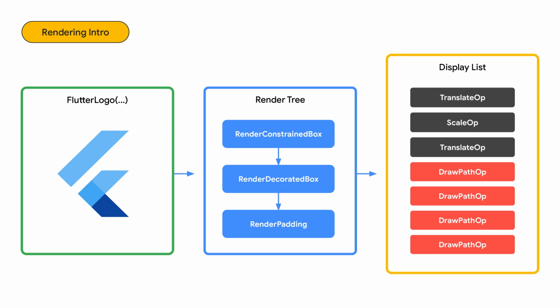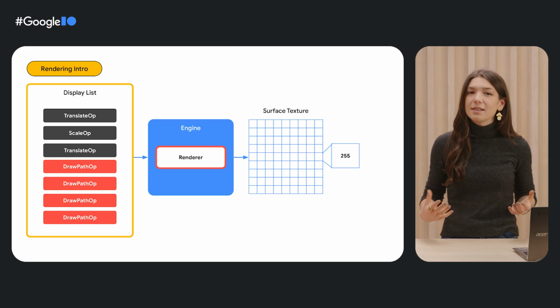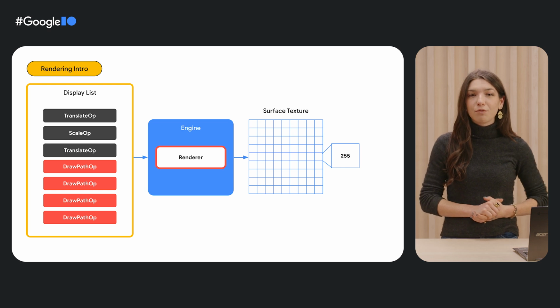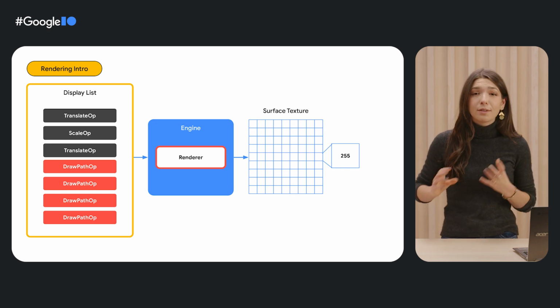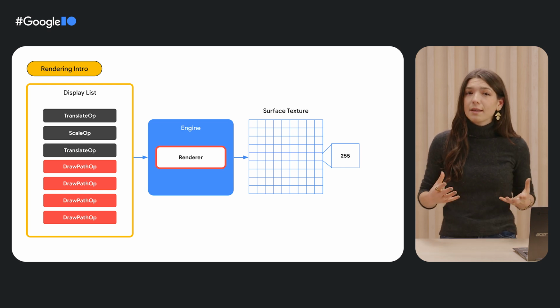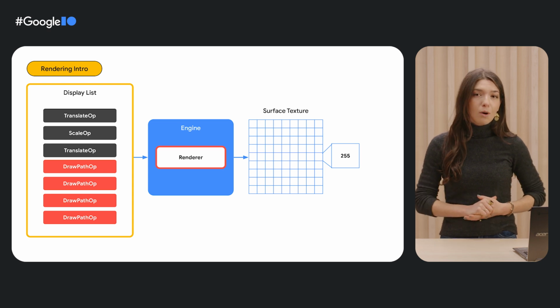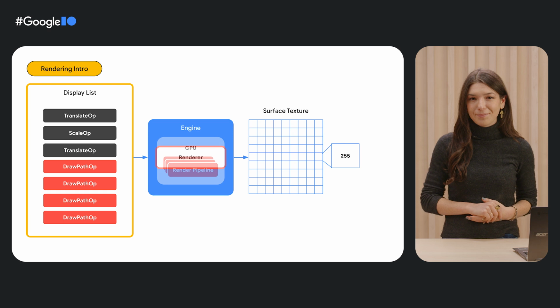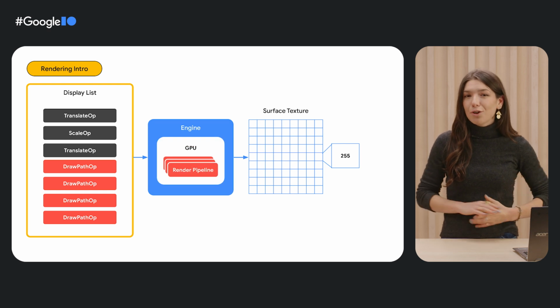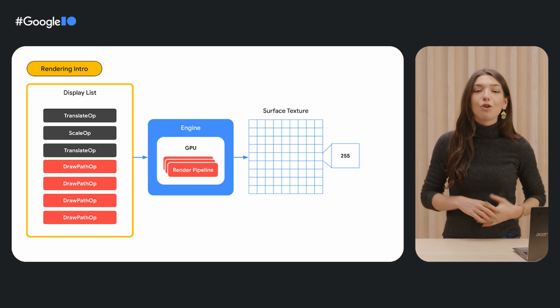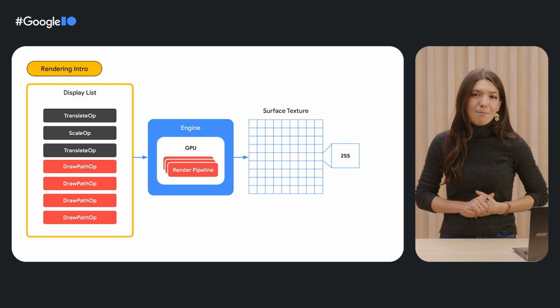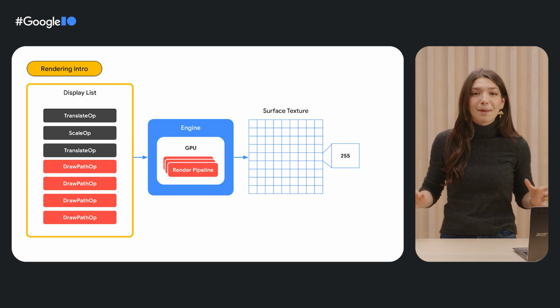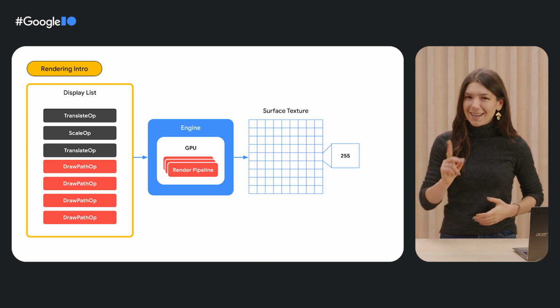And now this is where things get interesting. The engine is responsible for using one of the available renderers, either Impeller or Skia, to draw this display list to a surface texture, or a grid of pixel values that can be displayed to the screen. It leverages the GPU by setting up a collection of things called render pipelines that can be used to render everything in the display list. So let's dig into the details.